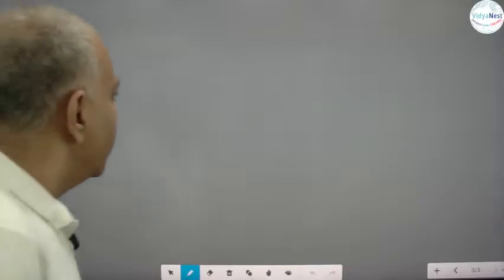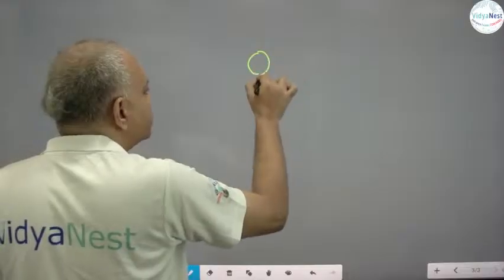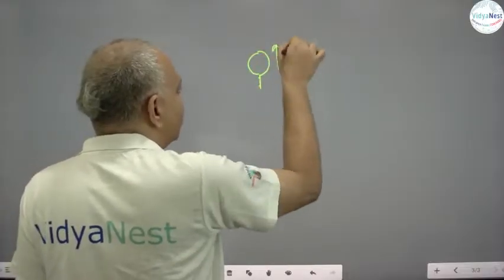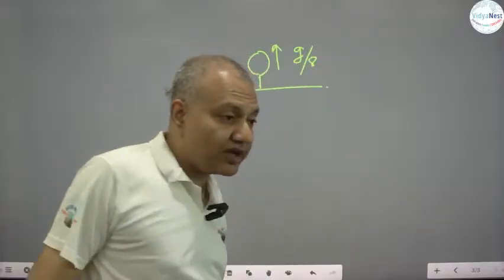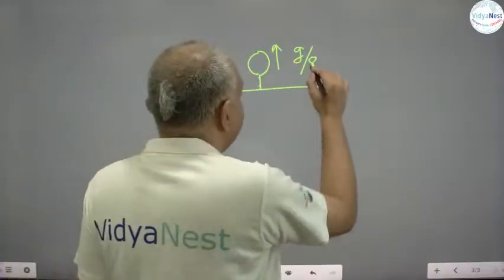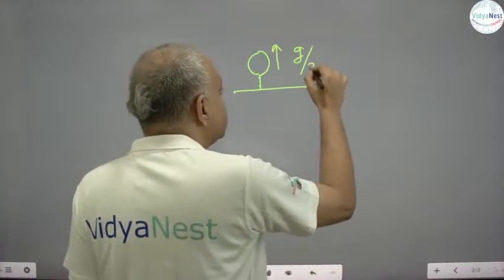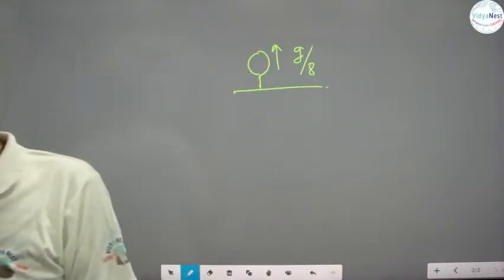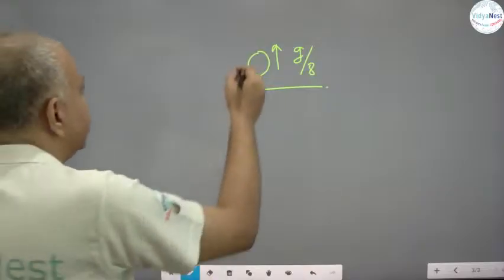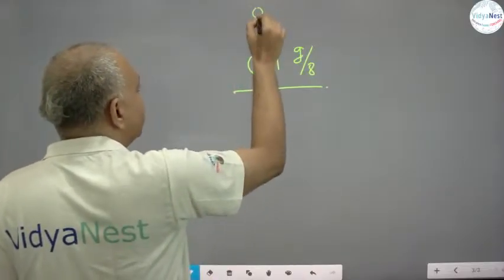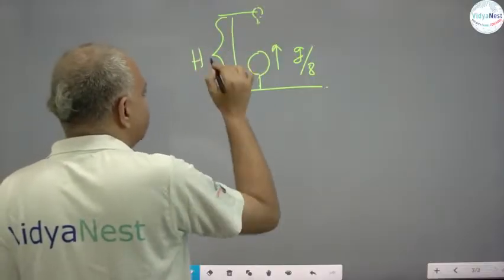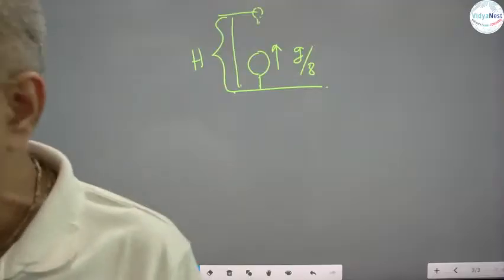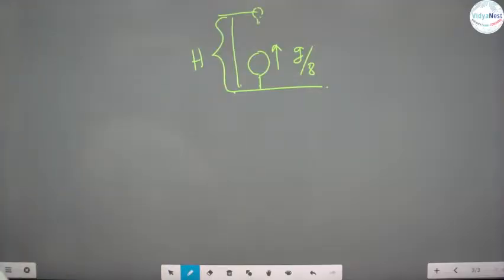Just like see, this is my balloon. It is rising. Let us think it is with an acceleration of g by 8, in the upward direction. No problem. Now suppose when it reaches a certain point, let us think its height is capital H. It is rising to a height capital H.